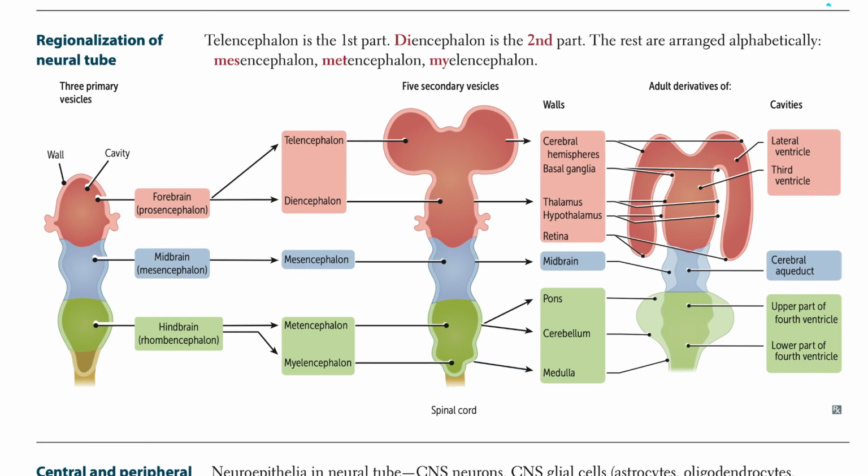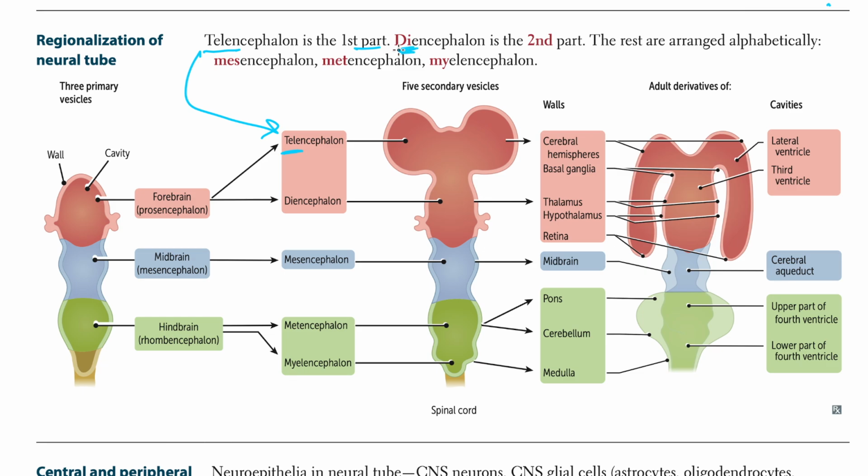All right, here we have the regionalization, very high yield, super high yield. Regionalization of the neural tube. Here we have the telencephalon is the first part. Let's also take a picture. Take a look at the picture here. This is right here, telencephalon.